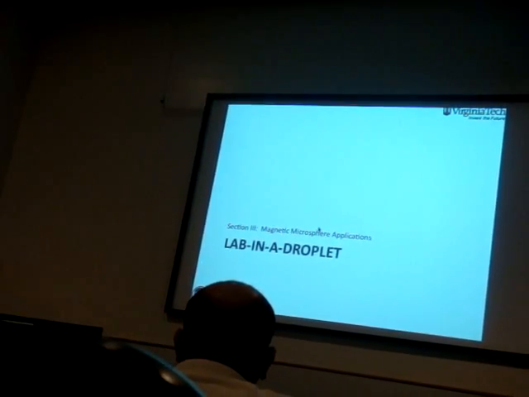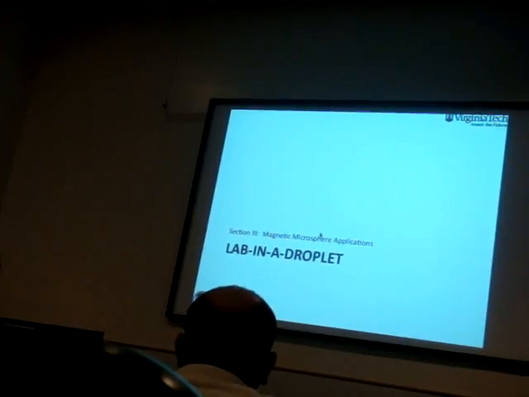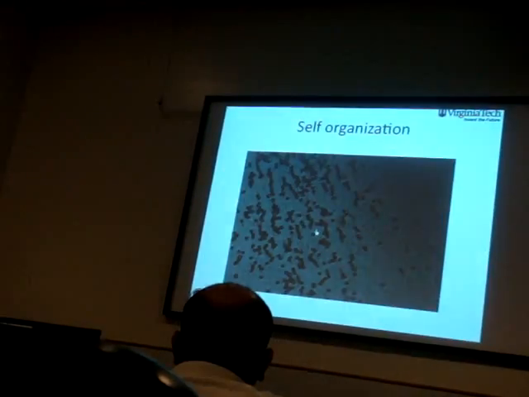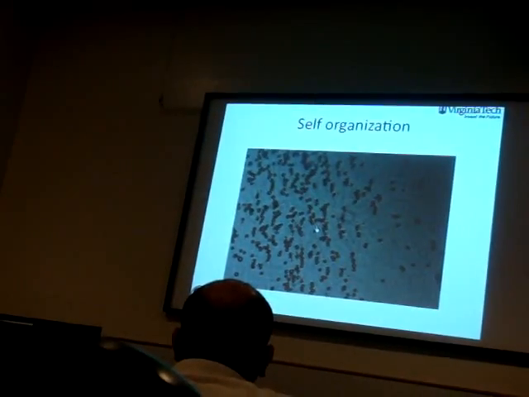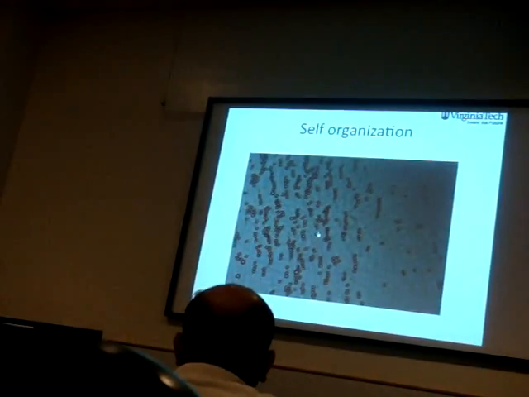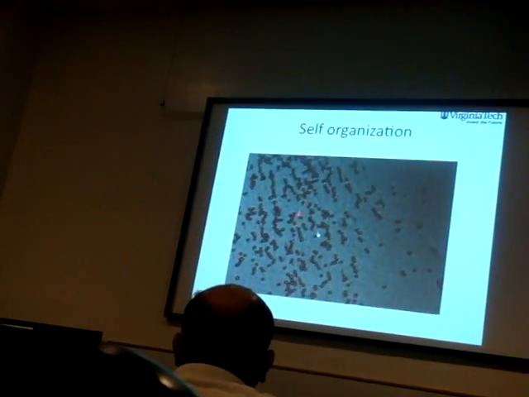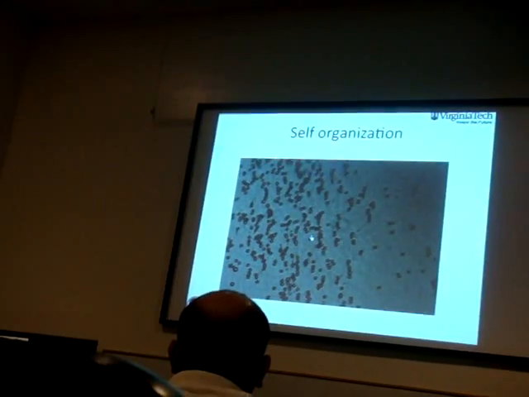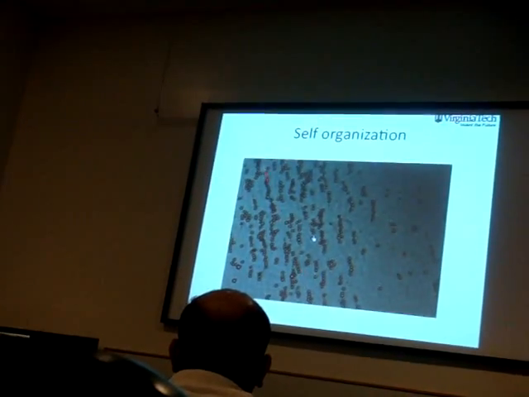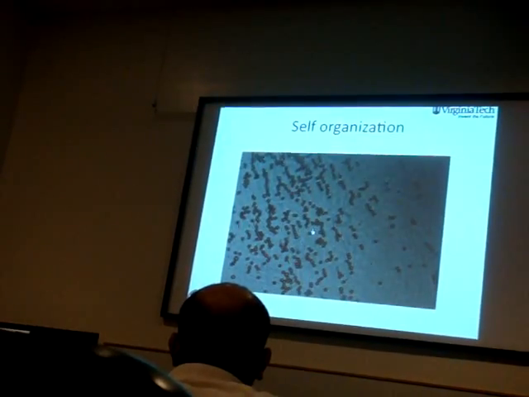Okay, so I'm going to briefly tell you about another application. This is called lab in a droplet. So as I told you, when you put a magnetic field onto these magnetic microspheres, they tend to align along the direction of the magnetic field, which is at a slight incline here, and form chains.